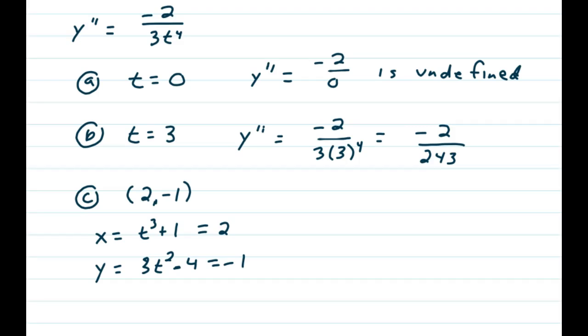And that's pretty easy to see if you take a look. If you let t be 1, you would get 1 cubed plus 1 is 2, and down below for y, you'd have 3 times 1 squared minus 4 is negative 1. So the value that we need to use here is t is equal to 1. So we just plug in a 1 for t, and y double prime is negative 2 over 3 times 1 to the fourth power, and the second derivative at that point, 2 comma negative 1, is negative 2/3.